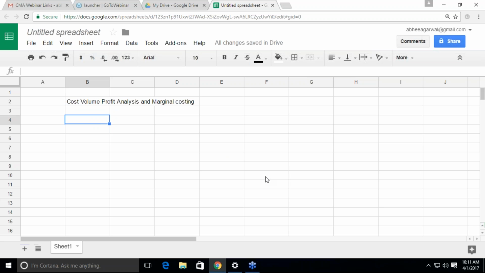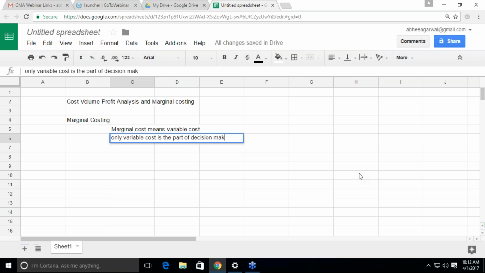First of all, we will talk about what is marginal costing. See, marginal cost means variable cost. Marginal cost means variable cost, and only variable cost is the part of decision making. Fixed cost is not the part of decision making.